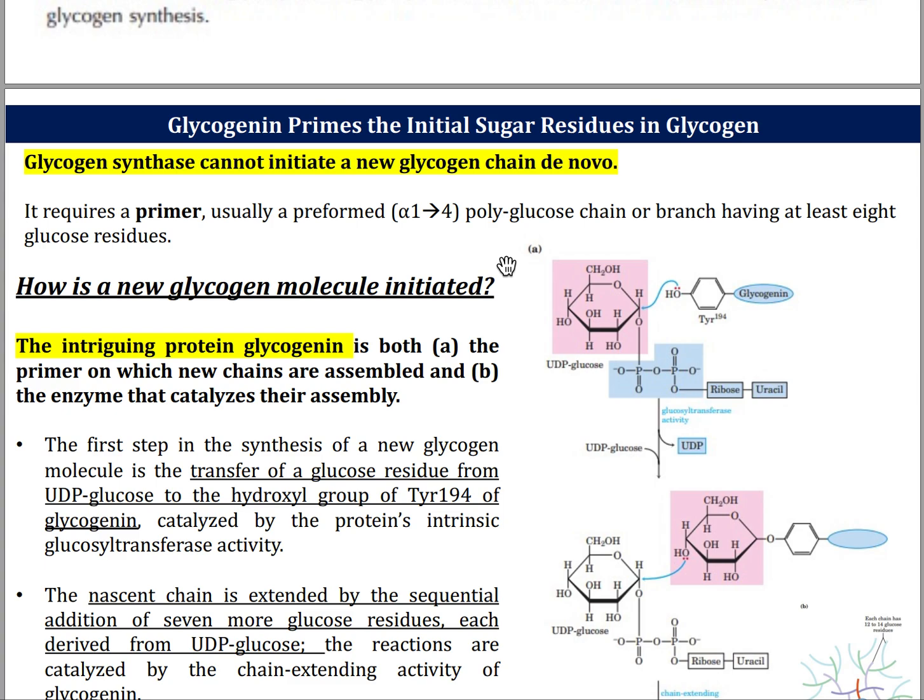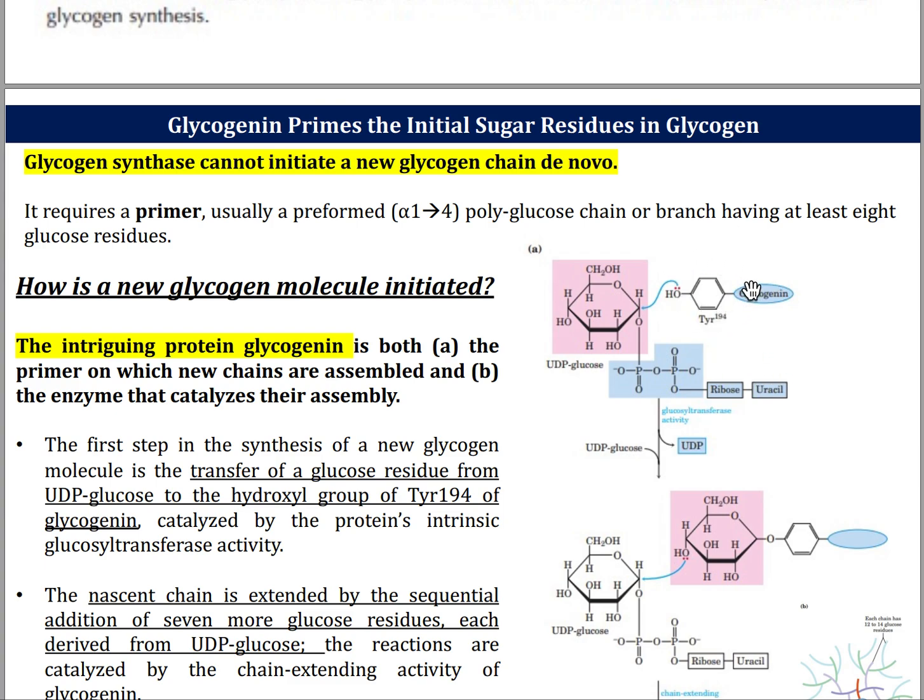Okay, so the glycogen synthase enzyme has a limitation. It cannot initiate a new glycogen chain de novo. So it requires a primer, usually a preformed alpha 1,4 polyglucose chain or branch having at least 8 glucose residues. So how is a new glycogen molecule initiated? There is a protein called glycogenin, which works as a primer on which new chains are assembled, and it works as an enzyme that catalyzes their assembly.